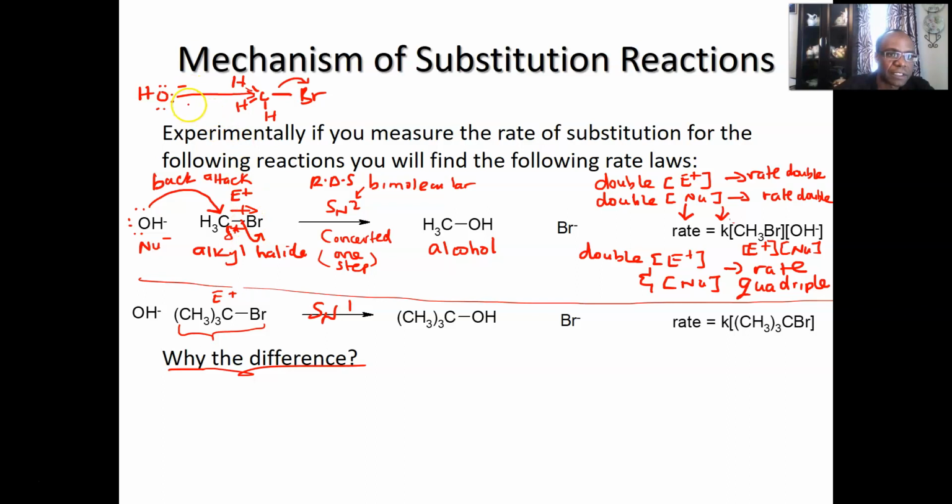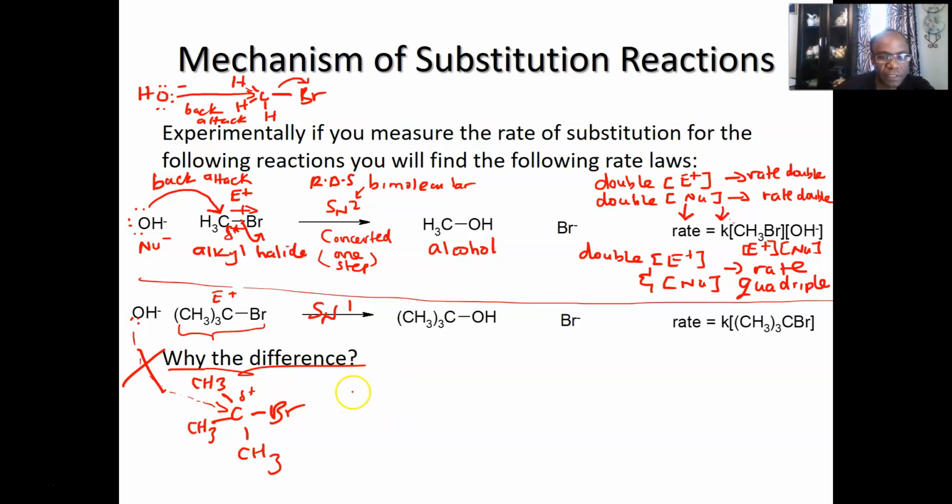Remember how we said that here we are doing a back attack, all because the backside is accessible, and that's what you want for SN2. Can we do a back attack on this electrophile where you have the methyl groups at the back? The answer is no. You cannot do that. If the nucleophile tries to approach the partially positive carbon, like in this manner, it's not going to work because the CH3s are crowding the backside.